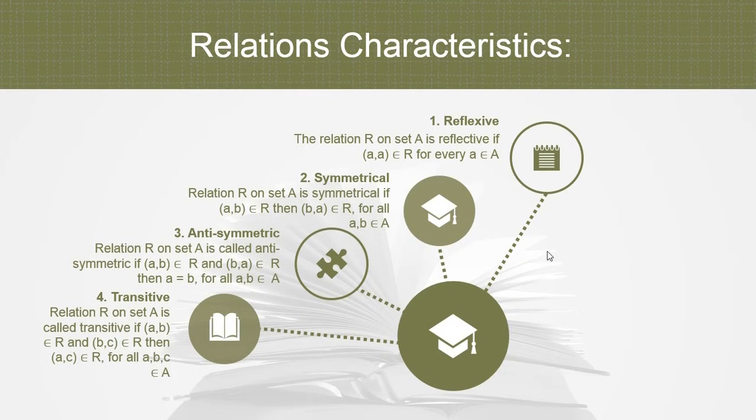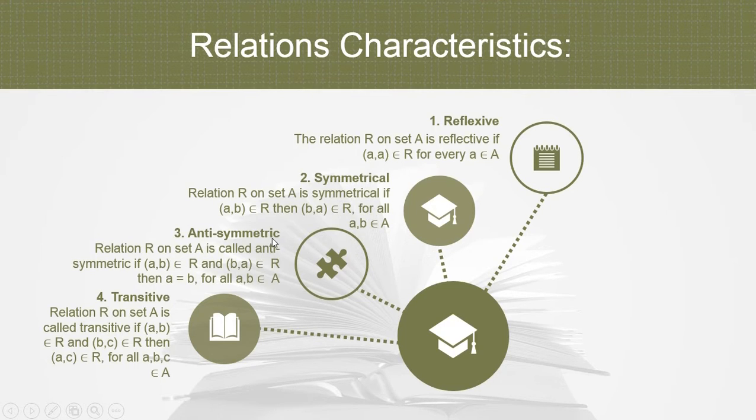Next, relations characteristics. 1. Reflexive. The relation R on set A is reflexive if (a, a) is an element of R for every a element of A. 2. Symmetrical. Relation R on set A is symmetrical if (a, b) is an element of R, then (b, a) is an element of R for all a, b element of A.